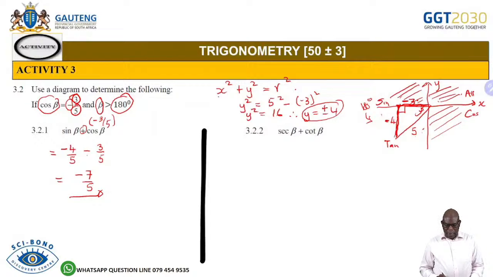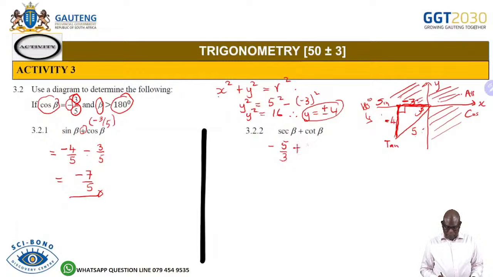Now sec beta plus cot beta, same principle that I'm going to use. So what is the sec of beta? How do I get the sec of beta? Remember sec is the reciprocal of cos. The cos is given, so it will be negative 5 over 3. How do I get the cot of beta? The cot is the reciprocal of tan. So if I know the tan, then I know the cot.